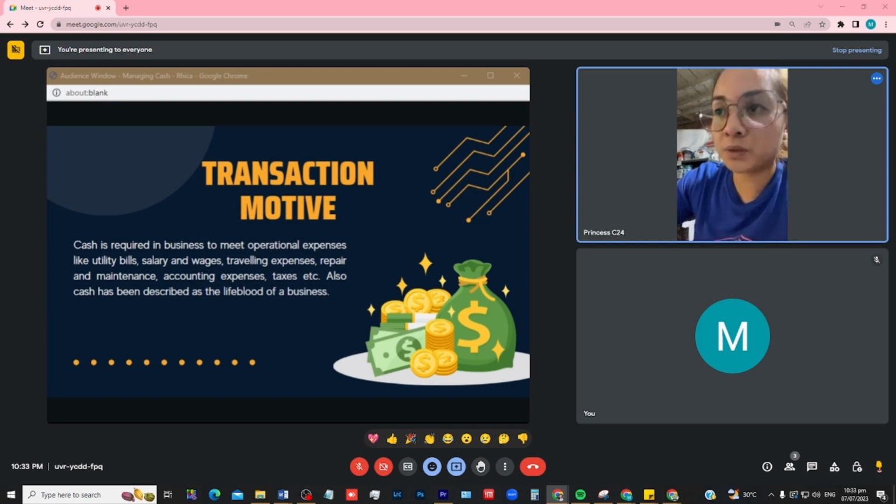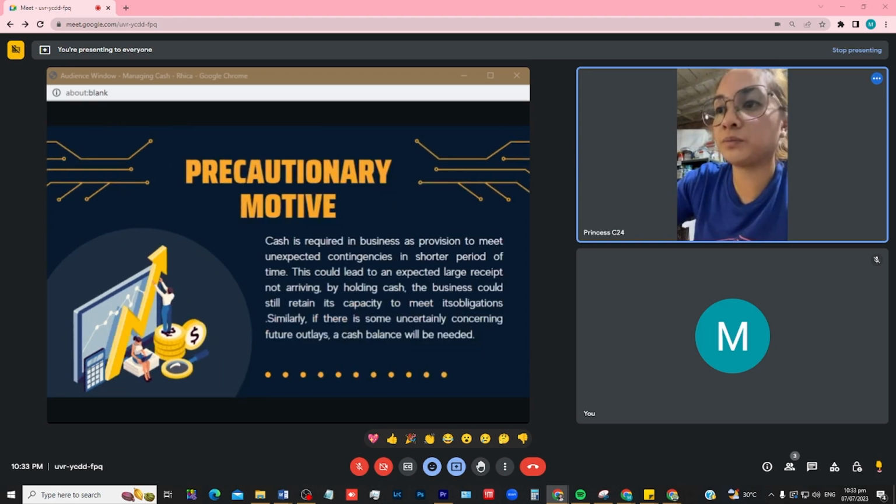Next is precautionary motive. Cash is required in business as provision to meet unexpected contingencies in a short period of time. This could be an expected large receipt not arriving. By holding cash, the business could still retain its capacity to meet its obligations. Similarly, if there is some uncertainty concerning future outlays, a cash balance will be needed.